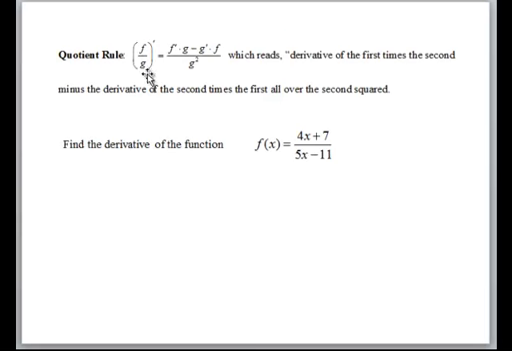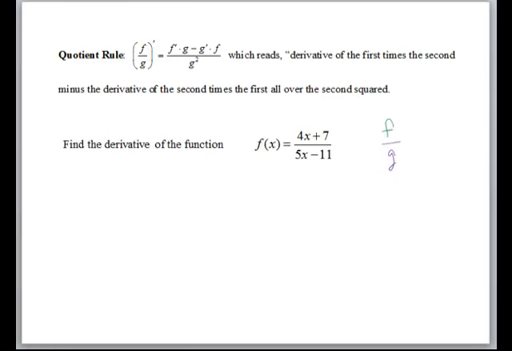Okay, so the quotient rule. If you have f divided by g, so you have the quotient of two functions, the derivative is given by the formula here. So it's the derivative of the first times the second minus the derivative of the second times the first, all over the second squared. Okay, so let's go ahead and apply that to the case we have here. So again, the first function is whatever you have in your numerator, and then the second function is whatever we have in our denominator.